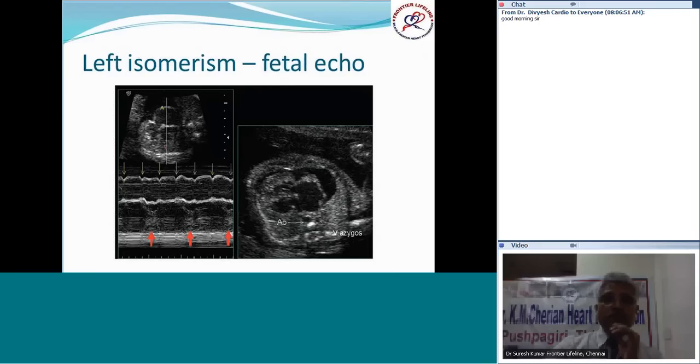This is one instance where you can see the complete heart block, where the atrial rate is faster and the ventricular rate is slower in a simultaneous tracing from the atrial and the ventricular wall, and you also find the aorta and the azygos vein on the same side.